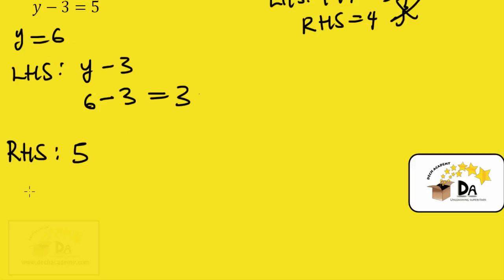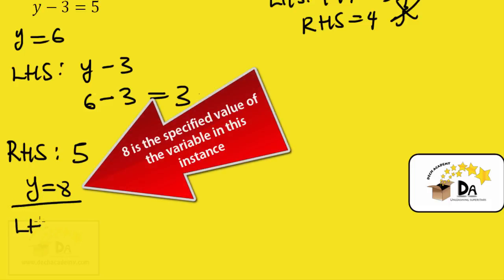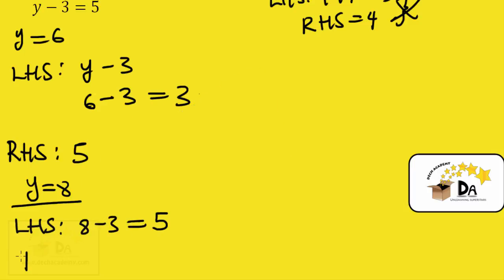What about when y is equal to, say, 8? When y is 8, what's the left-hand side term? The left-hand side term is y minus 3, which is 8 minus 3, which is equal to 5. The right-hand side term is 5. So when y is 8, the left-hand side term of this equation is equal to the right-hand side term. But when y is 6, that's not the case. So y equals 8 is the solution.